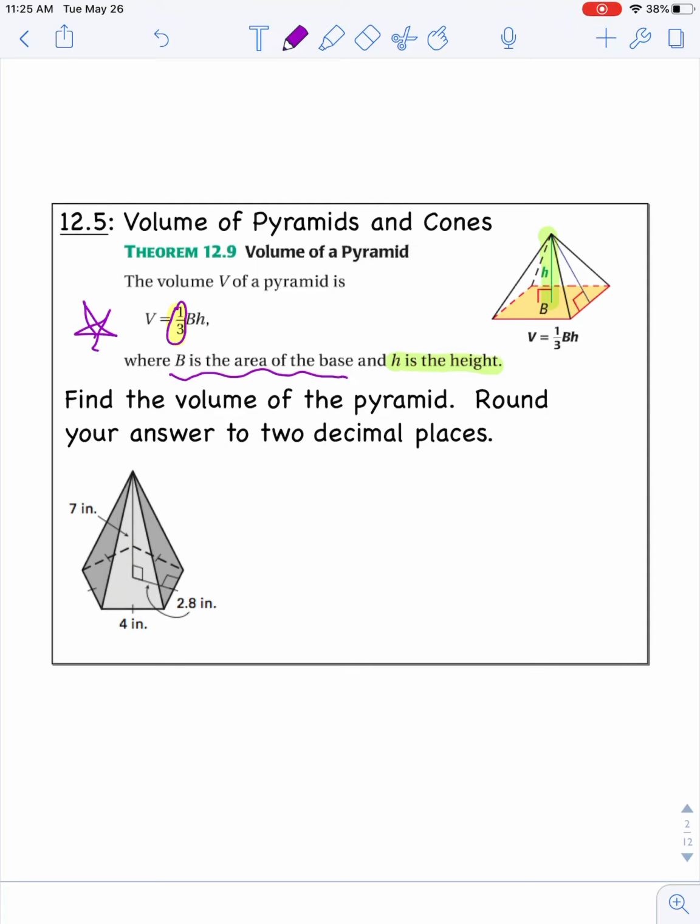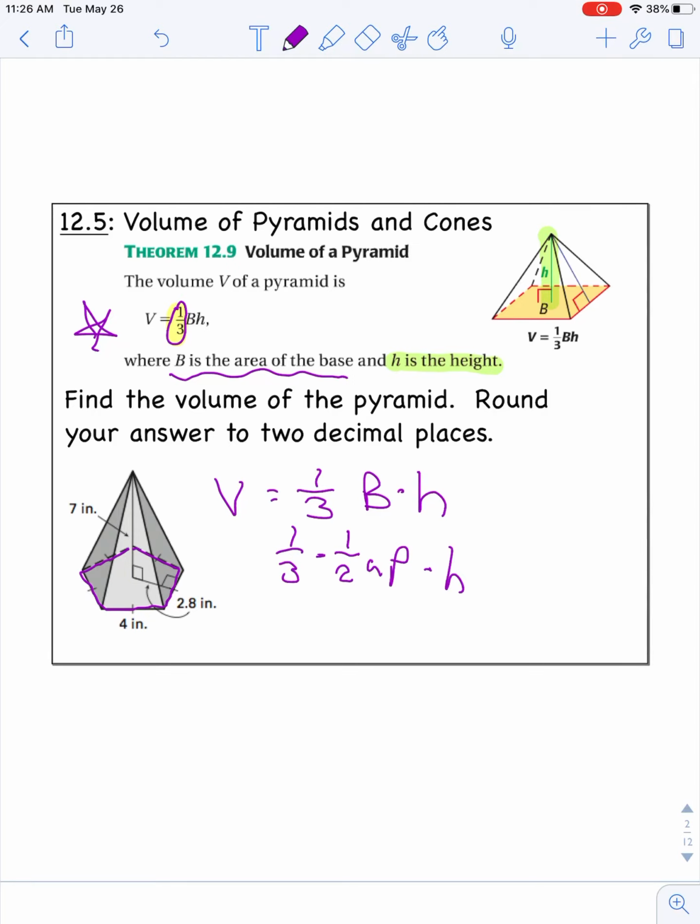It says find the volume of the pyramid, rounding your answer to 2 decimal places. We know our volume is 1/3 the area of the base times the height. The base is a regular pentagon, so for a regular polygon, the base area is 1/2 the apothem times the perimeter, times the height, and then times 1/3. Sometimes it's easier to just hit equals and then divide by 3.